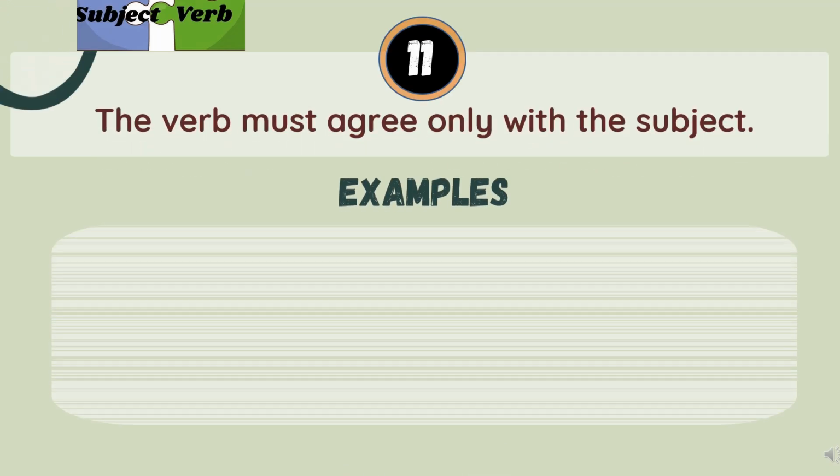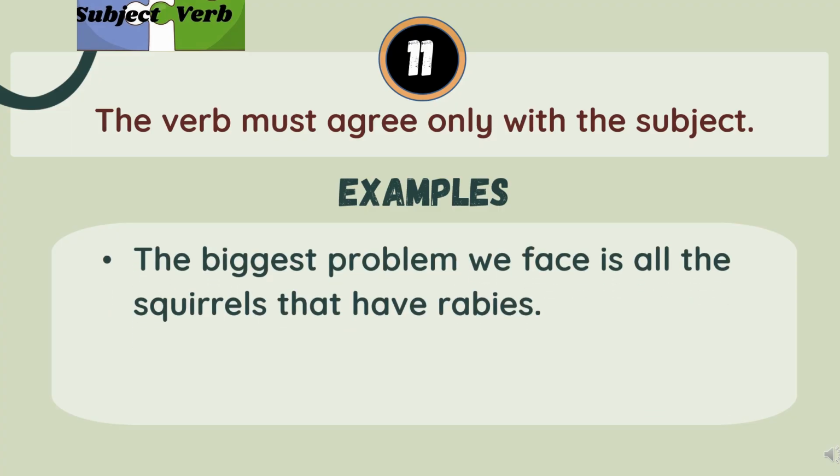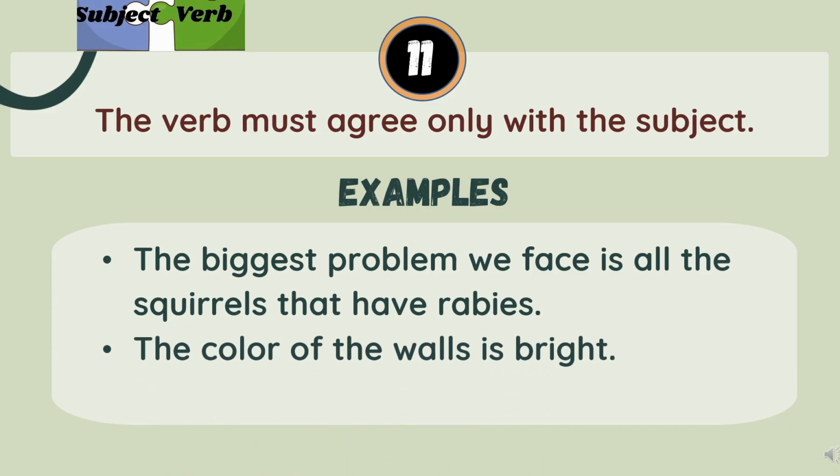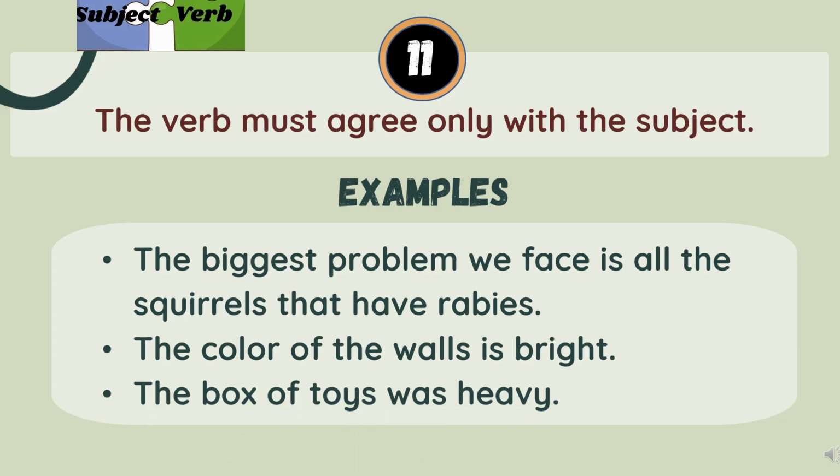The verb must always agree with its subject, not other words in the sentence. Examples: the biggest problem we face is all the squirrels that have rabies. Verb is agrees with problem, not squirrels. The color of the walls is bright. Verb is agrees with color, not walls. The box of toys was heavy. Verb was agrees with box, not toys. Remember, find the true subject of the sentence first, then make sure your verb matches it.